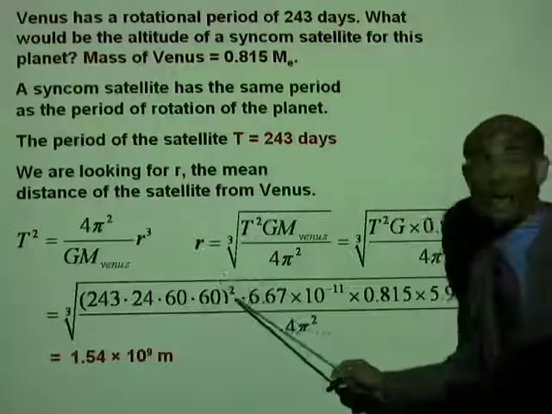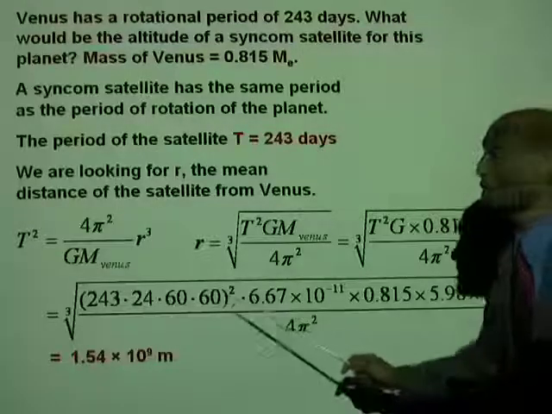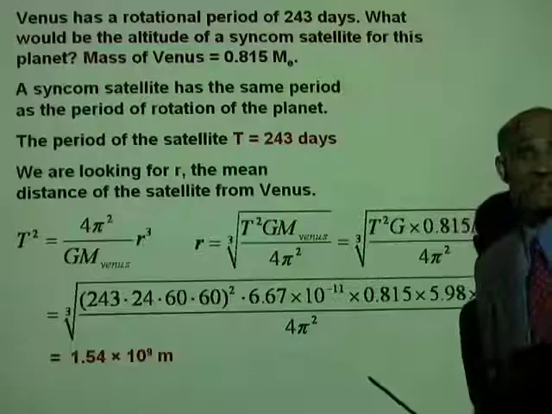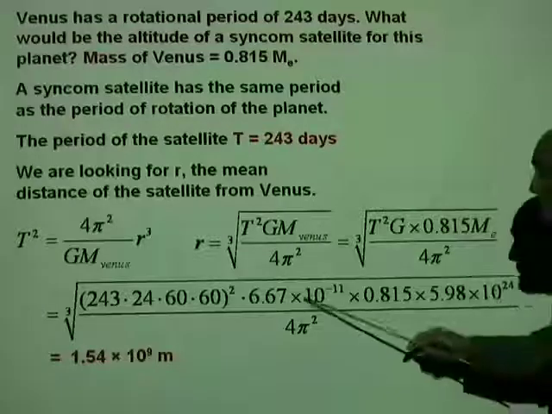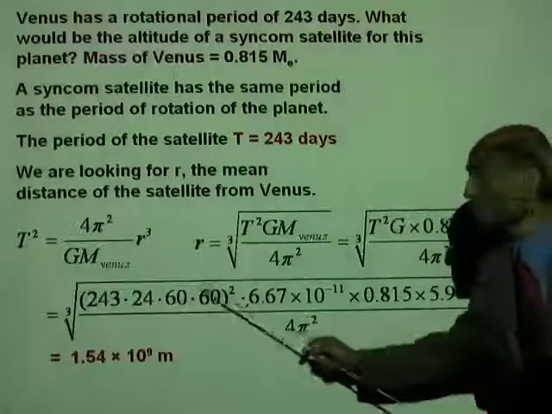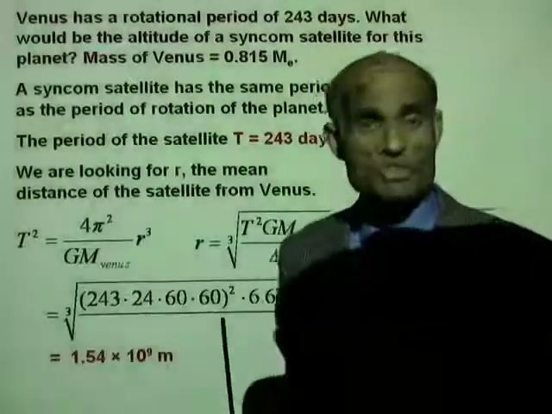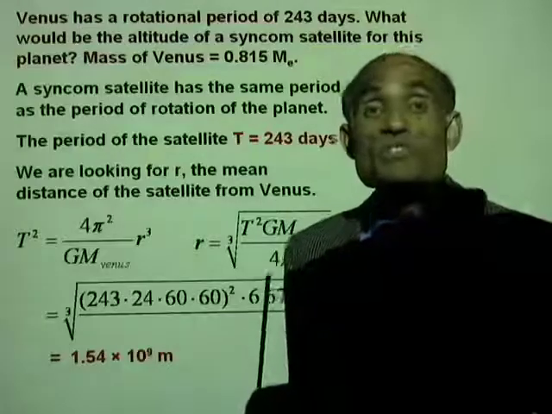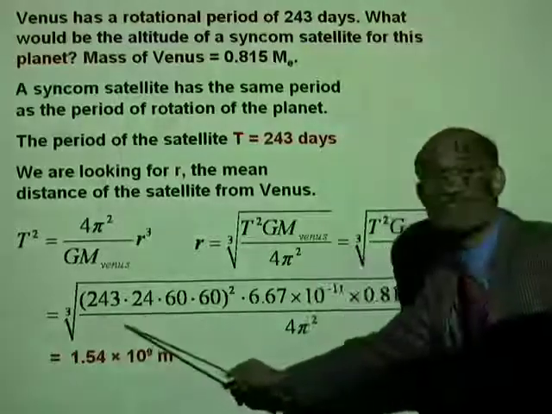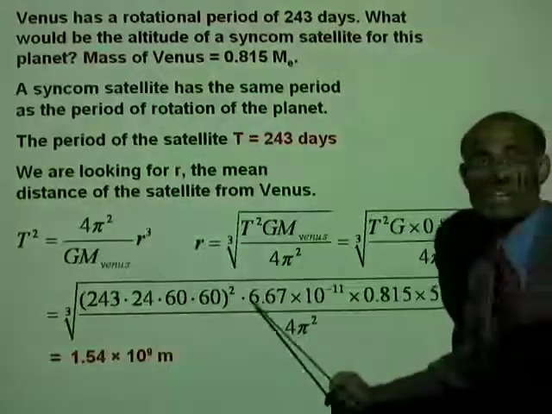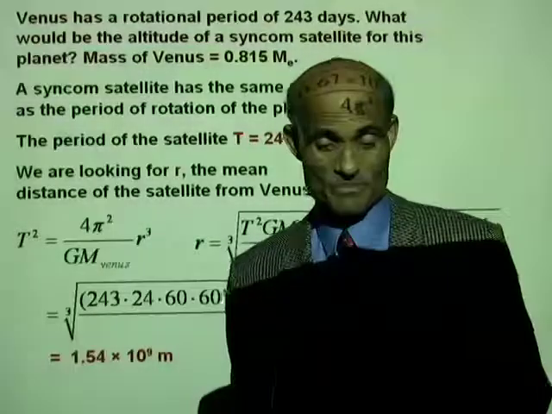If you don't know how to do this on the calculator, you can do them piece by piece. In other words, you can calculate all this quantity, then divide that by 4 pi squared. And to take the cube root, how do you take the cube root of a quantity on the calculator? Raise it to the power 1/3. That is how you find the cube root. Once you find the number inside the radical sign, raise it to the power 1/3.